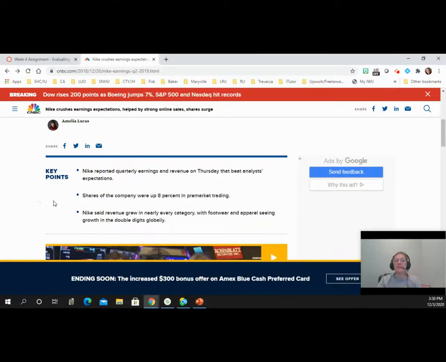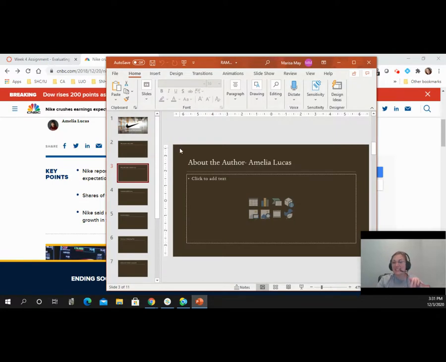Now, this information is not going to be located inside of the article itself. You're probably going to want to Google her. I'll give you a hint. Take a look and see what other kinds of articles she has written. Just a little hint there with what you can say about the article here.